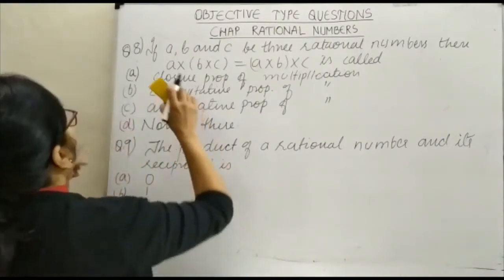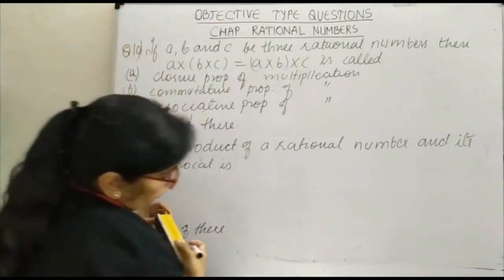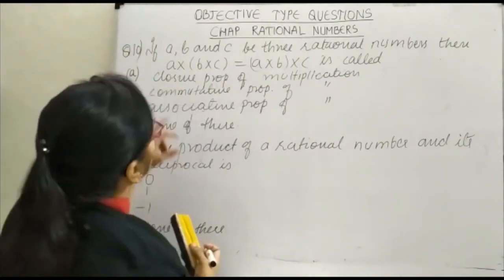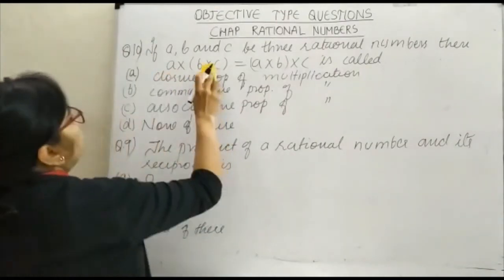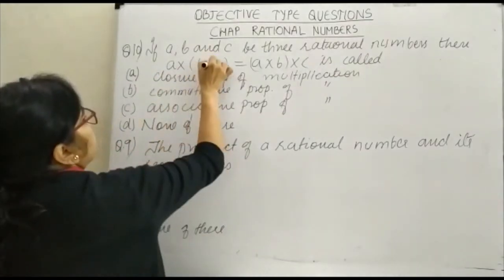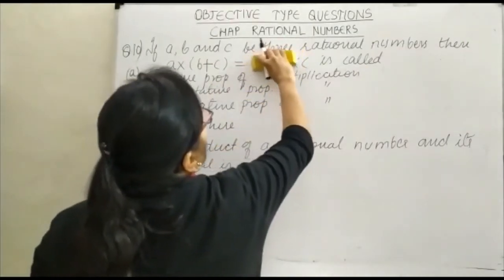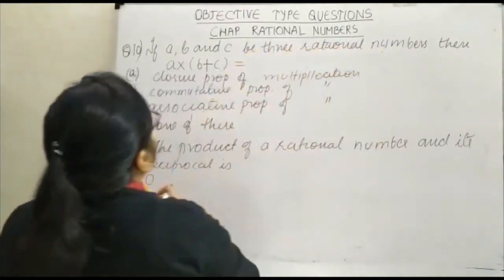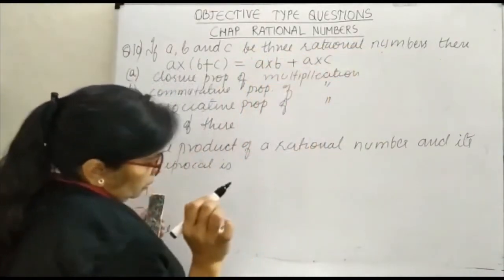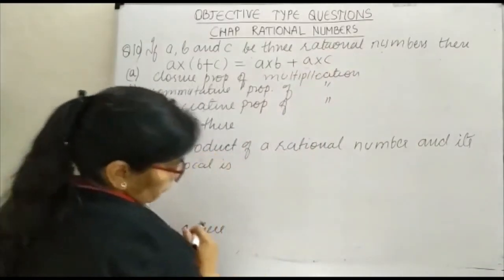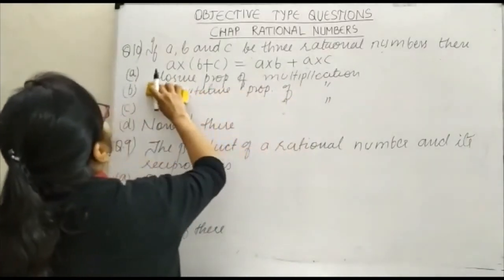Then comes the last objective, question number 10. It is: if A, B and C are three rational numbers, then A into B plus C. यहाँ पे आपका प्लस आ जाएगा. This will be A into B plus C is equal to, ये आपका चेंज होगा, A into B plus A into C. आपको बताना है this is which property. The last option आपको none of these रहेगा.